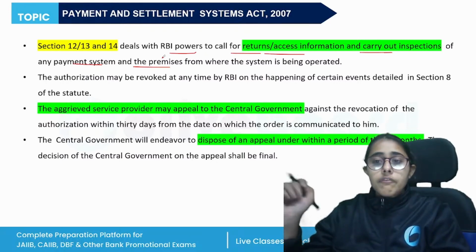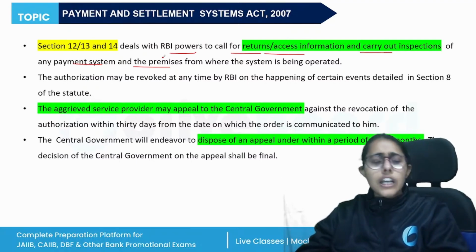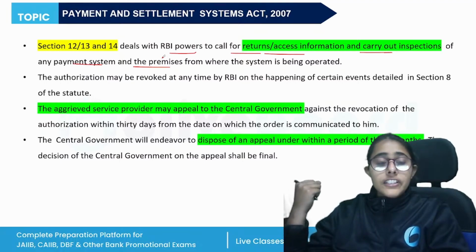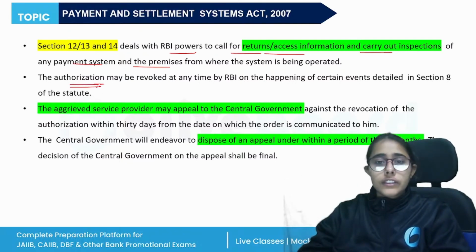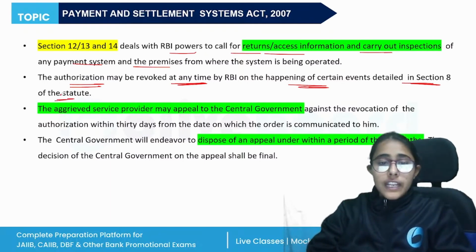Then once RBI has given the authorization, and if they find out during their inspection that the payment system is not working according to the terms and conditions, or any activity which is detrimental to the public is undertaken, then they can revoke the authorization at any time on happening of certain events which are given in section 8 of the statute. So once RBI gives the authorization, they can also take away or revoke the authorization under section 8 of the act.